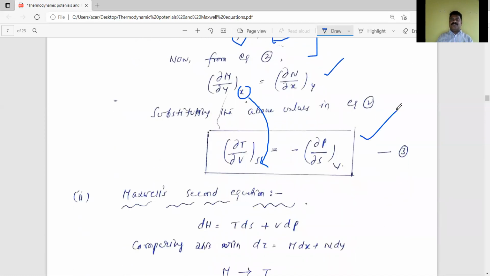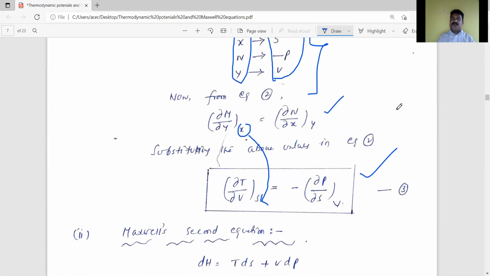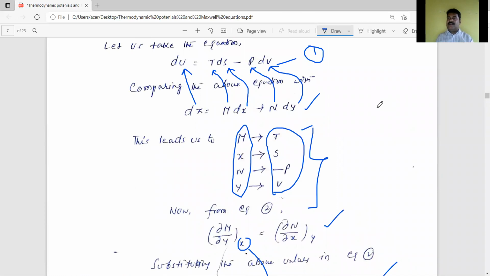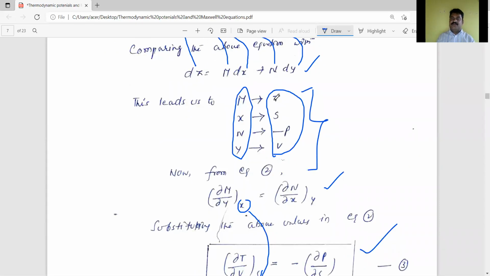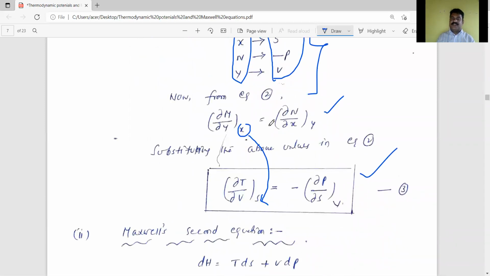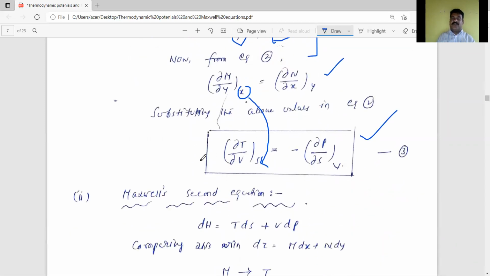Now, this equation is called Maxwell's first equation. So, in order to derive the Maxwell first equation, you should have compared the total internal energy relation with the equation dz equal to mdx plus ndy. Then you have to compare every variable with each other, and you should write these variables in place of m, x and y in the equation dou m by dou y at x equal to dou n by dou x at y. Then you can get the first relation of Maxwell's equation.